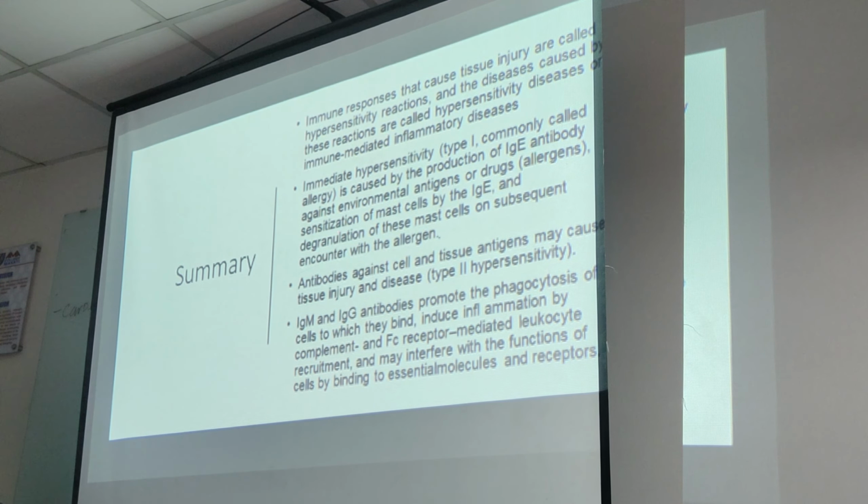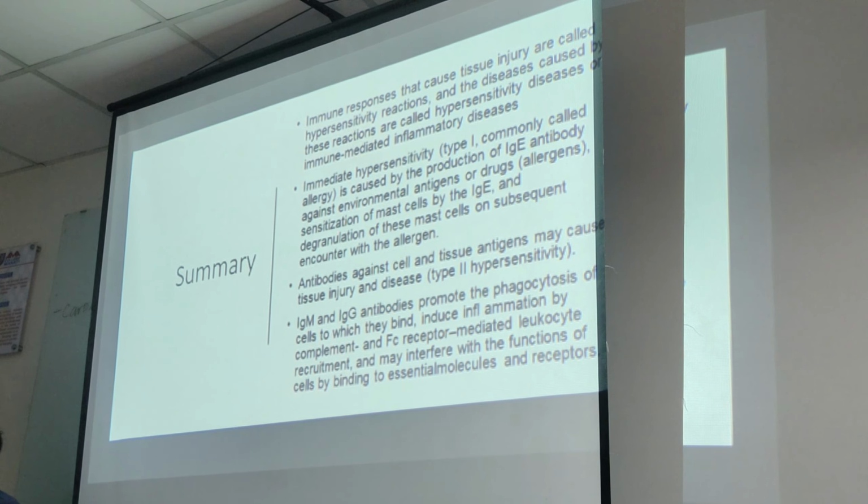So in summary, immune responses that cause tissue injury are called hypersensitivity reactions, and the diseases caused by these reactions are called hypersensitivity diseases or immune-mediated inflammatory diseases. Type 1 is called immediate, or your usual allergies. It's caused by the production of IgE antibody against environmental antigens or drugs, sensitization of mast cells by IgE, and the degranulation of these mast cells on subsequent encounter with the allergen is the process happening.